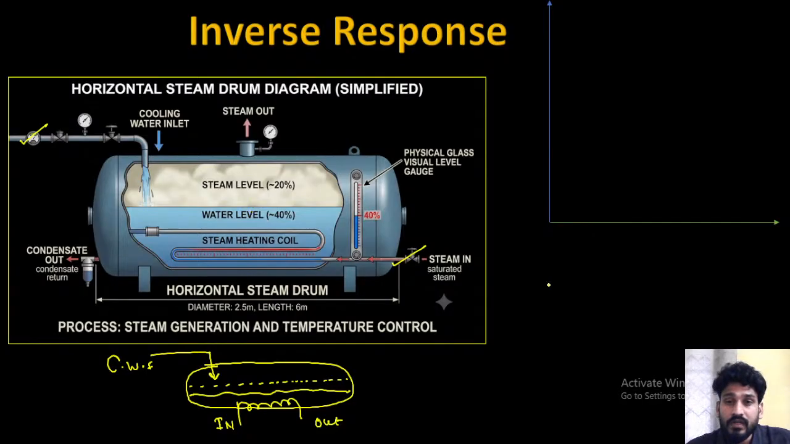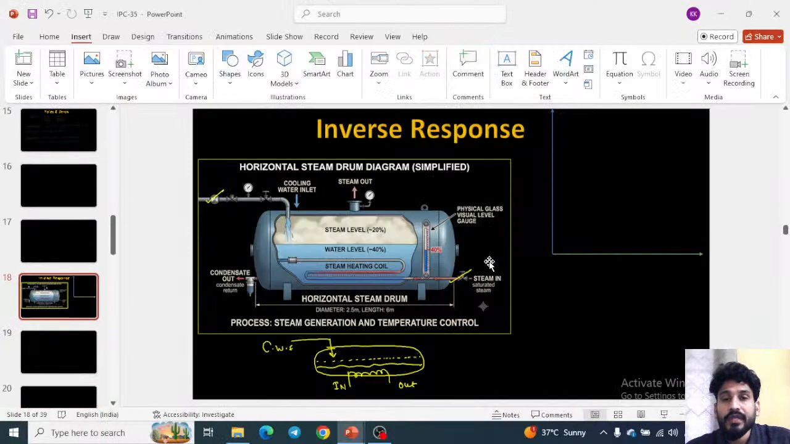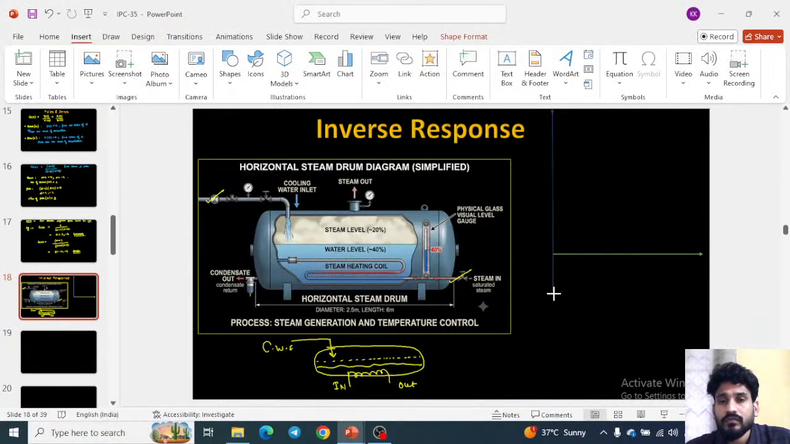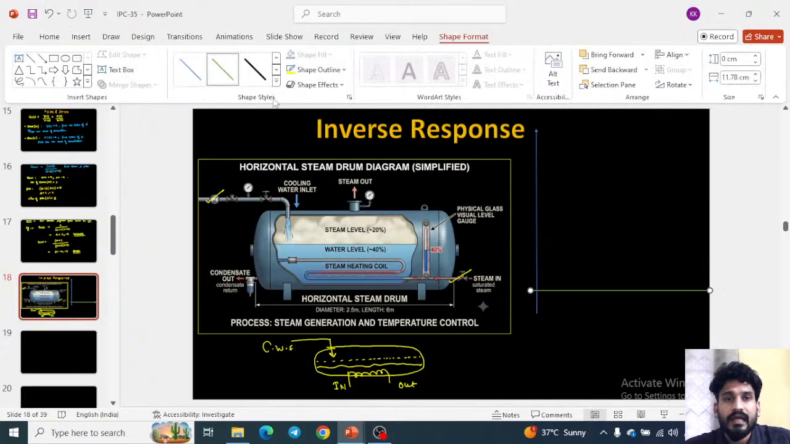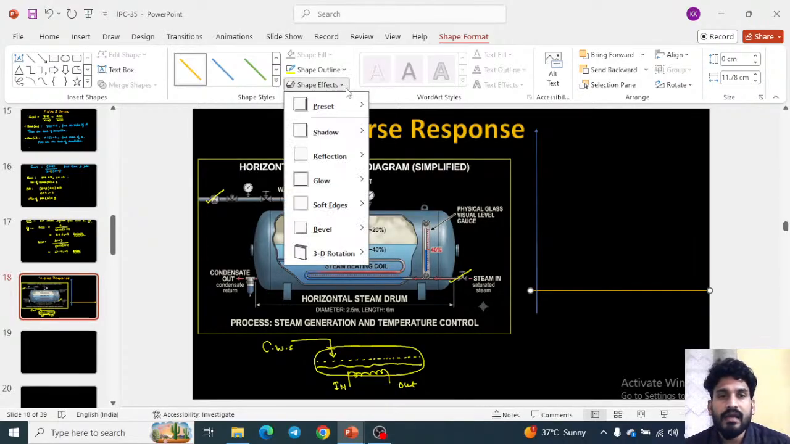If more and more cooling water is going into the system, what can we say, guys? I'm asking, what is the ability of the cooling water? If more and more cooling water is coming into the system, the steam level will rise or fall?